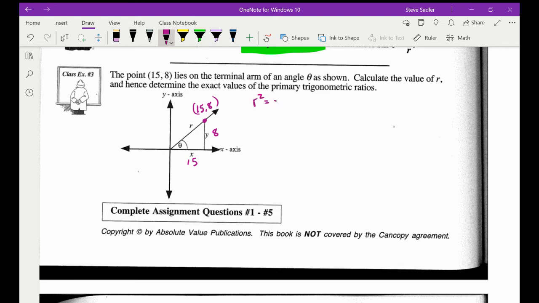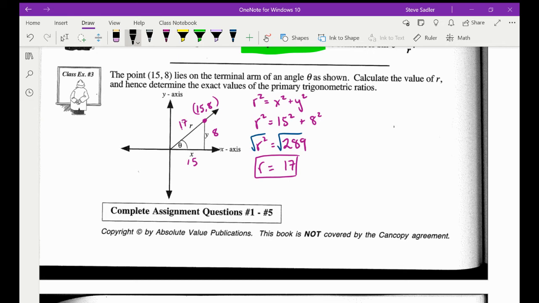r squared is equal to x squared plus y squared. So r squared is 15 squared plus 8 squared. And if I solve that, I get 289. And then I'm going to square root both sides. And I'm left with r is equal to, the square root of 289 is 17. So that's kind of nice. That means r is 17. I went through that really fast because we've done a couple of those examples.